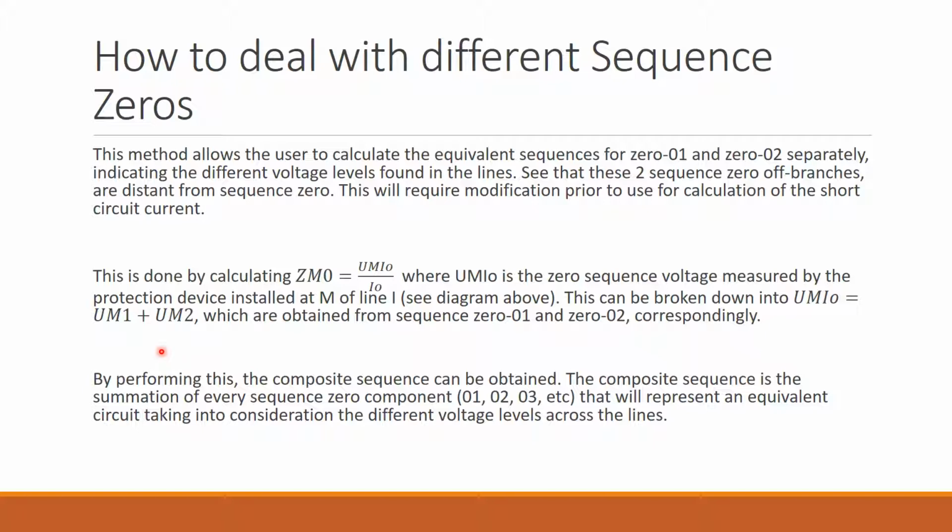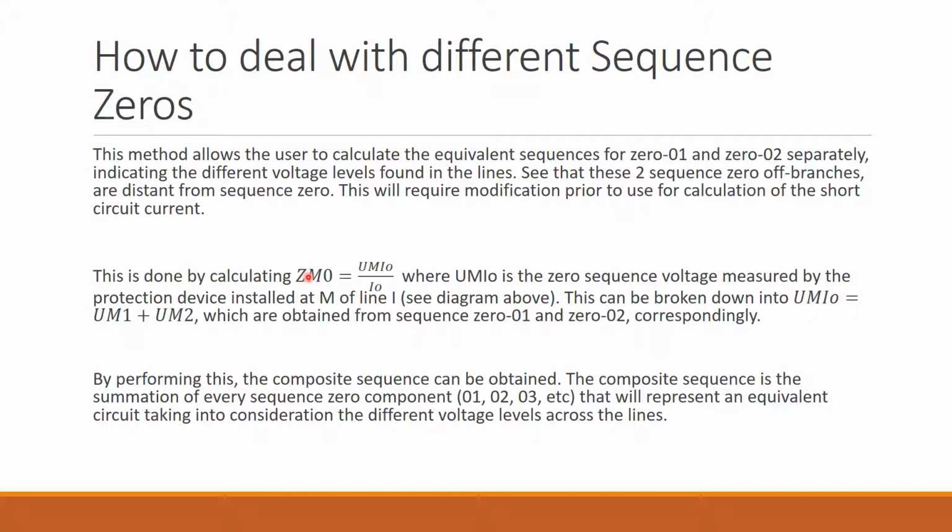What we want to emphasize here is that by performing separate sequence zeros, in this case 01 and 02, because we're assuming we only have a two line system with different voltage levels, we can actually do the summation. So if we go into the second line, we're going to see that our impedance of the sequence 0 is going to equal the voltage, I0 being the fault current. So this is only a designator. We're only talking about voltage here, divided by the fault current. And this is going to give us the impedance of the fault current in sequence 0.